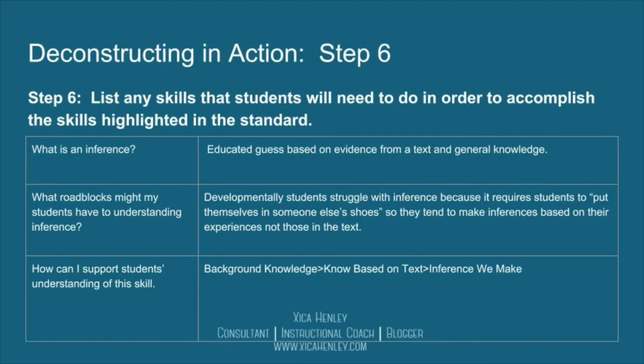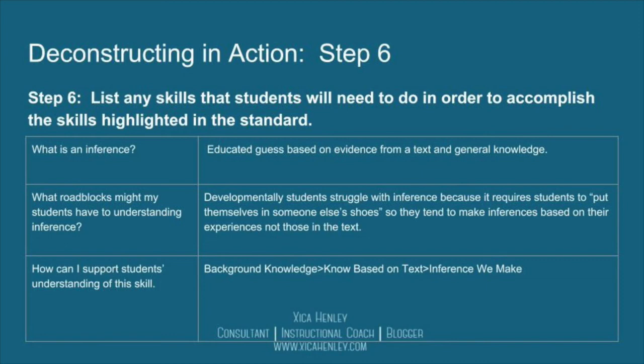So as I go through this, one thing that I remember is that students are in a space developmentally where they struggle with identifying inferences because they struggle with putting themselves in someone else's shoes. So it's difficult for them to use someone else's experiences to make an educated guess about what may or may not happen.